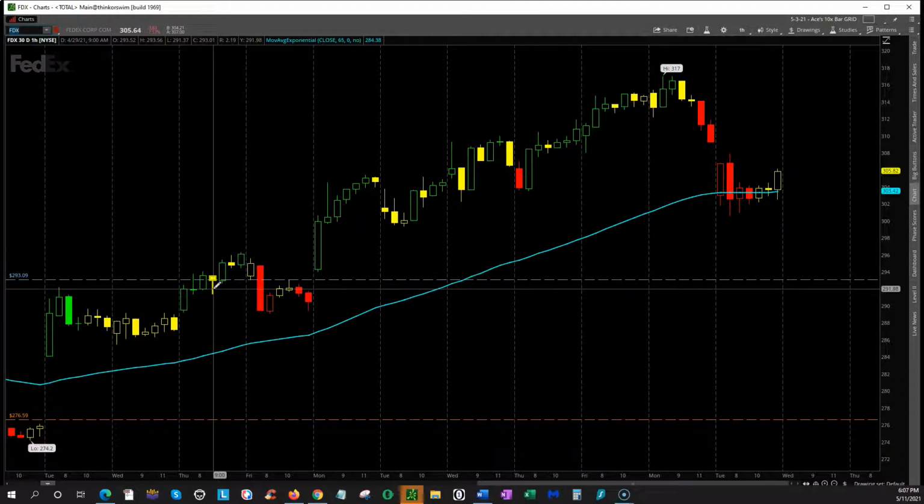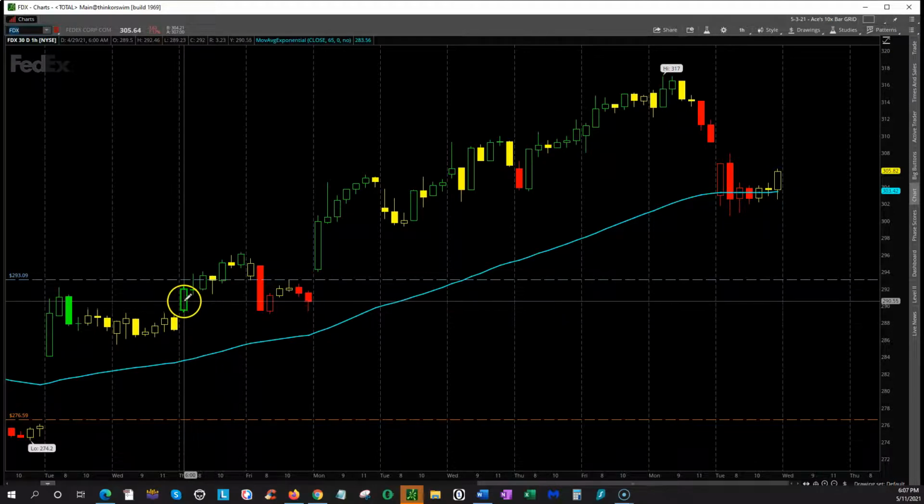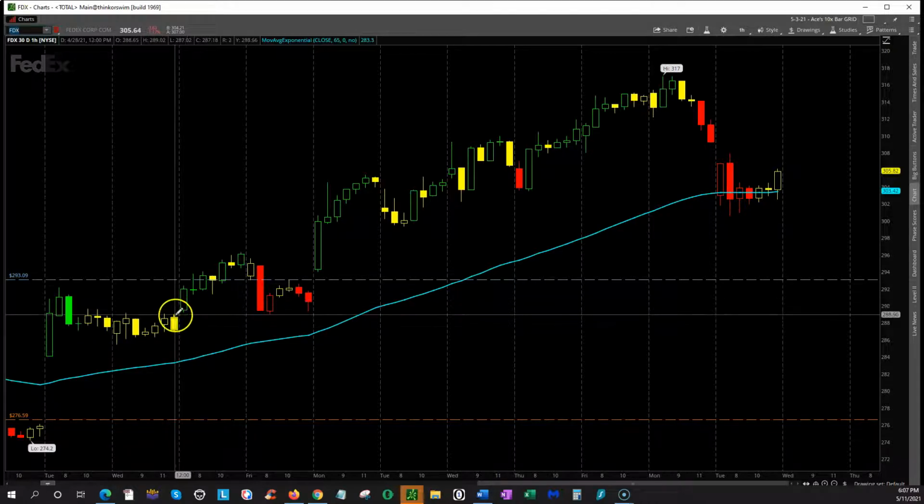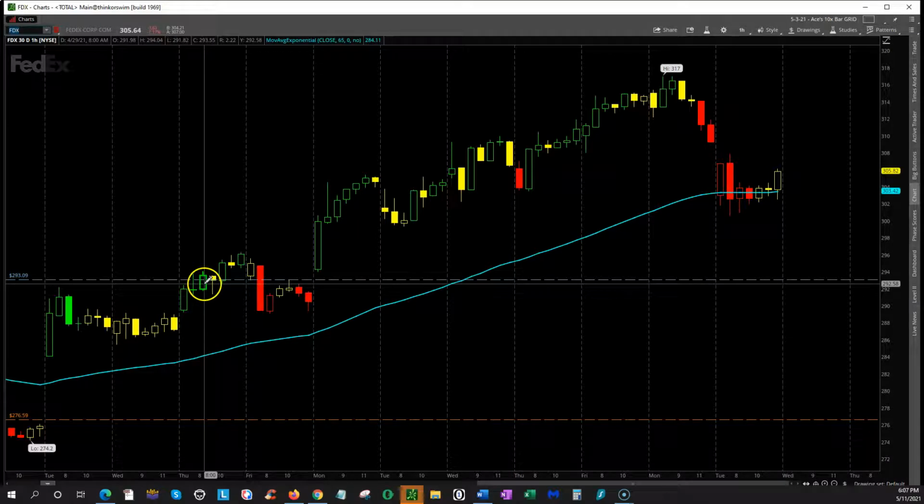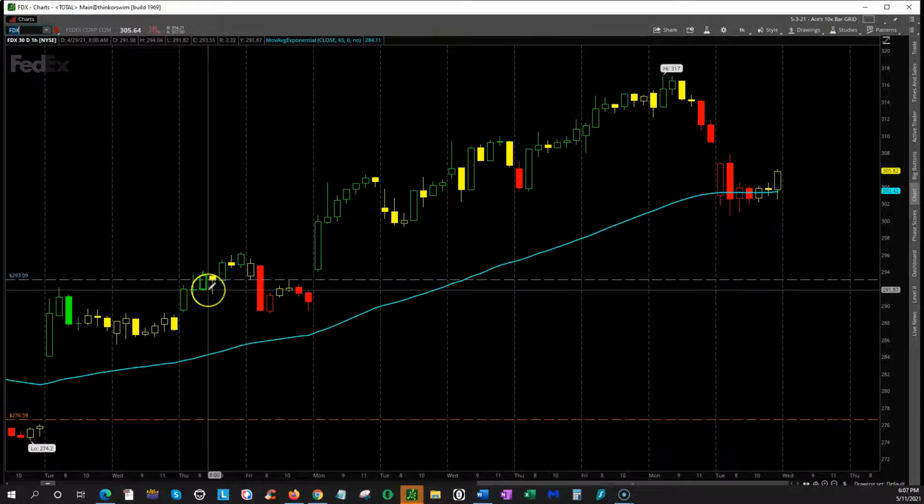So let's say you exited right where my cursor's at. What are we at? 292? And let's say you got in halfway at this candle. I'm just saying halfway because maybe you're being conservative. You don't want to jump right in at the opening. And so you got in, let's say, for $290.50.